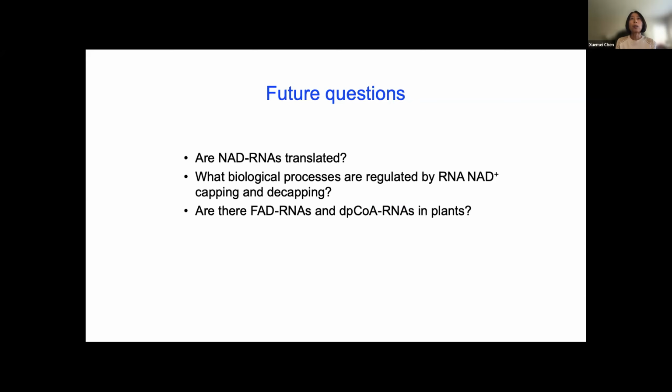And we are also studying the biological functions of RNA NAD capping and decapping. We also want to ask whether there are FAD RNAs and DP-CoA RNAs in plants through these profiling approaches that we're trying to develop.